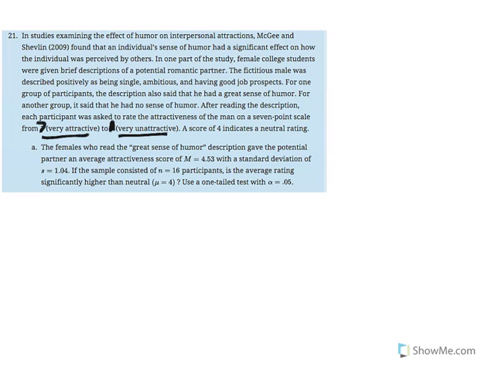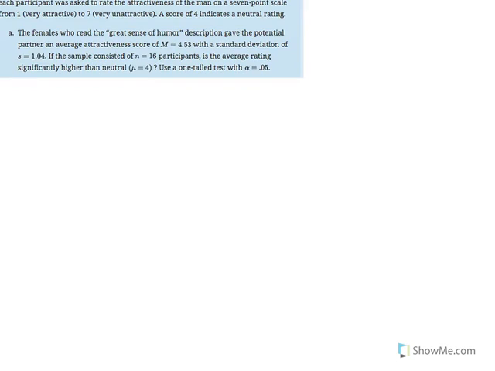Okay, so again, now that we've clarified that typo from the text, someone that's rated closer to 7 is perceived as being more attractive. Again, that would clarify that if we anticipate them to be rated as higher than neutral, that would make sense. And I'm just going to move some of this text out of the way so I have a little bit more room. Okay, so this is what I need.